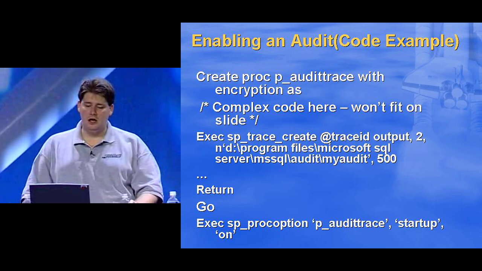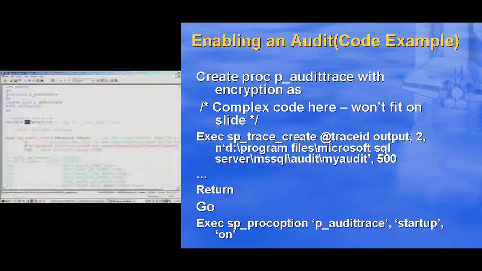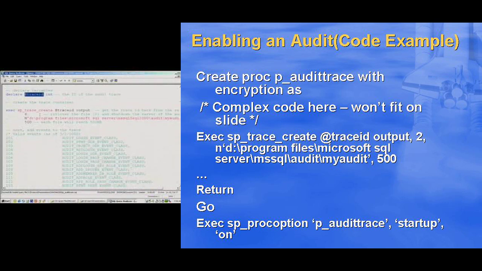So basically, I've got the procedure p_audit_trace that I create with encryption. I declare a trace ID variable because the server will assign it a trace ID when it's created. Then I'm going to execute sp_trace_create, which is the new stored procedure to create a trace. I need to tell it the trace number. Actually, it's going to tell me the trace number.